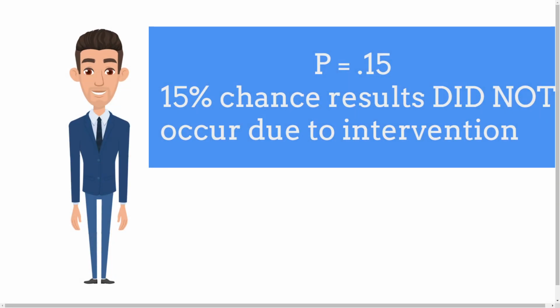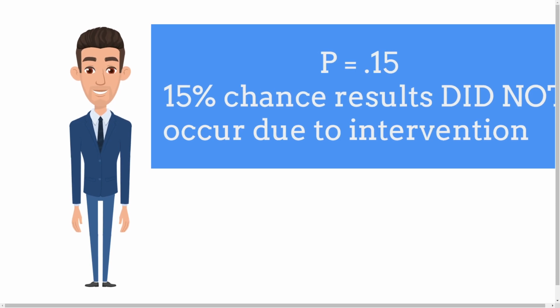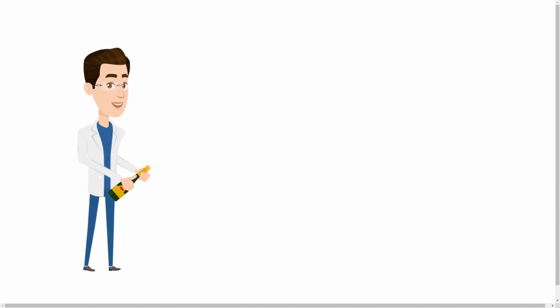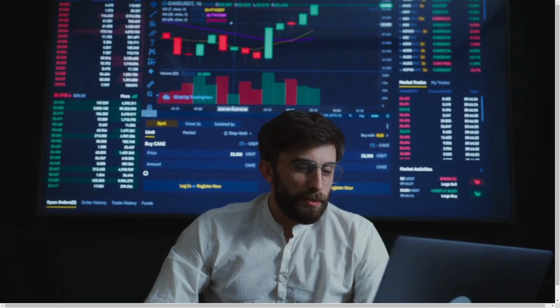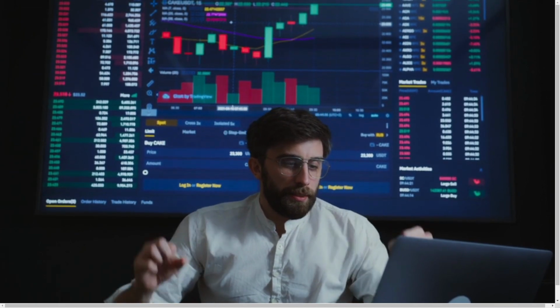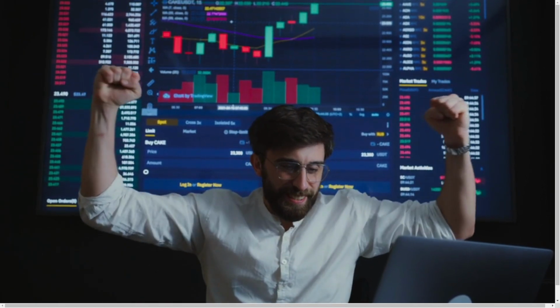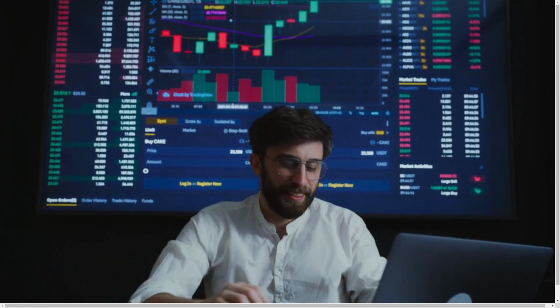A p-value of 0.15 means that there is a 15% chance the results did not occur because of the intervention. The threshold to declare statistical significance in a clinical journal is 0.05. So, there is only a 5% chance the result was not caused by the intervention.